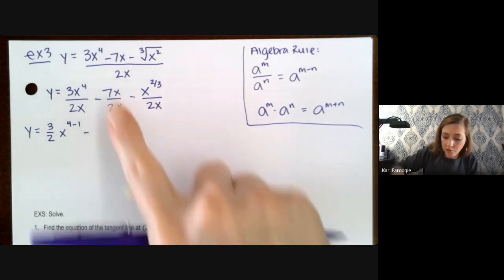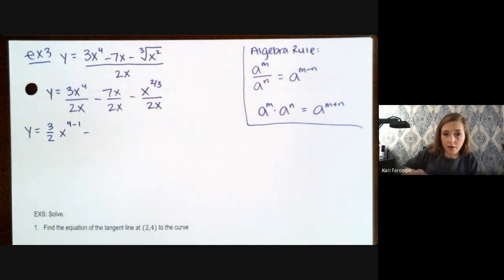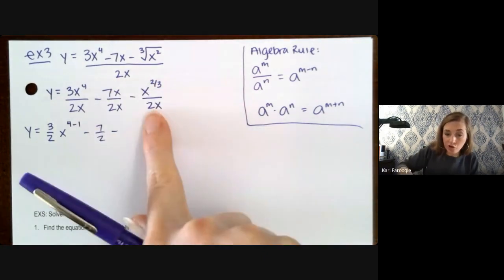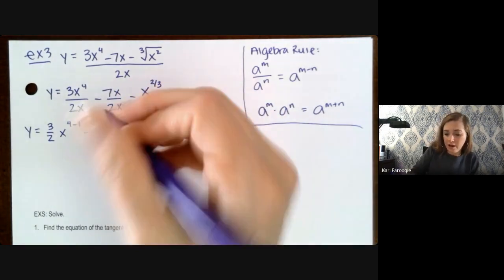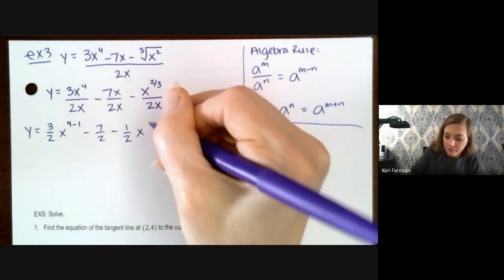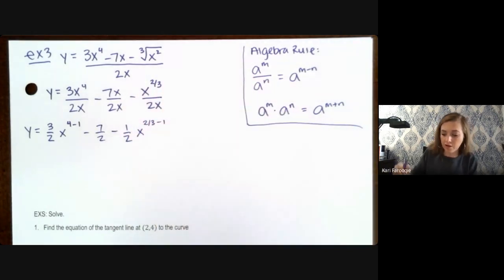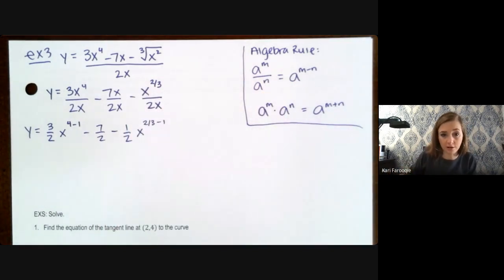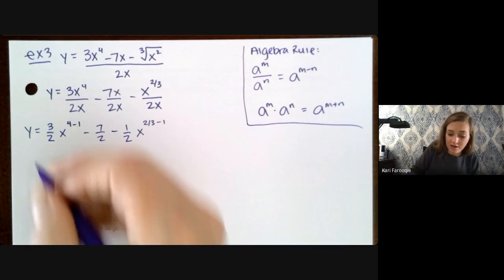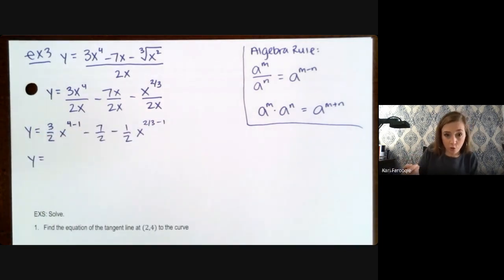Now, for the next term, you can see that those x's are just going to cancel. So you can just write that as 7/2, and then x over x is 1. For the next term, I have a 2 in the denominator and technically a constant multiple of 1 in the numerator. So I'm going to write this as 1/2. And then I have that same base, which is x. And I'm going to write this as 2/3 minus 1. Again, using this algebra rule where if I have the same base and I'm dividing, I'm going to subtract the exponents. Still haven't taken a derivative yet. We're still just rewriting this expression so that we can fit it to these rules.